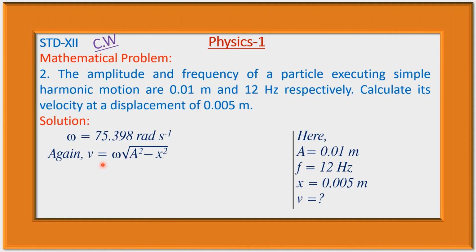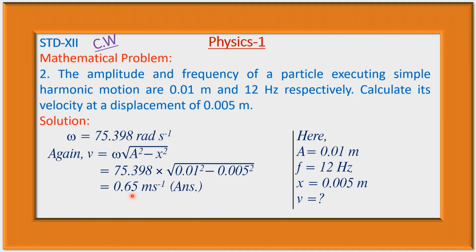Again, we know velocity v is equal to omega root over a square minus x square. Now putting the values of omega, a and x, here omega is equal to 75.398, already we have determined it, and the value of a is equal to 0.01 and the value of x is equal to 0.005 meter. Now after calculation it is 0.65 meter per second. So the velocity of the particle at displacement 0.005 meter is 0.65 meter per second. This is the velocity at this displacement.